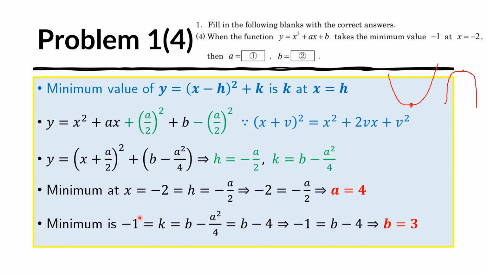And now this leftmost side of the equation can be compared with the rightmost side of the equation. So we obtain -1 equals b minus 4. And if we add 4 to both sides, we get b equals 3.